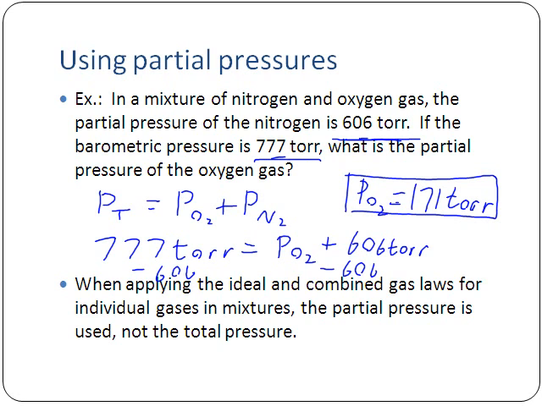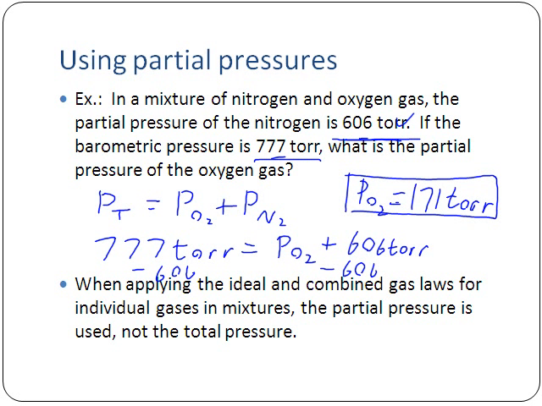Now, here's where we sort of move with this, and here's the reason why this is important. Let's suppose that we have a mixture of, once again, nitrogen and oxygen gas, and we want to find the number of moles of nitrogen that are in this container. To do that, we could apply the ideal gas law. But the problem is that with the ideal gas law, if we use the total pressure, we won't find the number of moles of just nitrogen. We'll find the number of moles of both nitrogen and oxygen. So if we want to find just the number of moles of nitrogen, we don't want to use the total pressure. We instead want to use the partial pressure of the nitrogen.